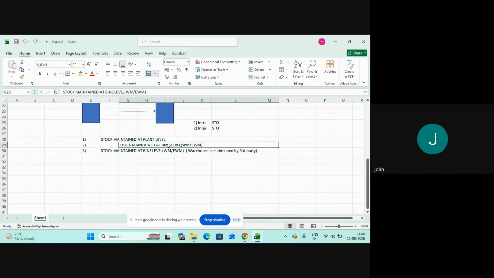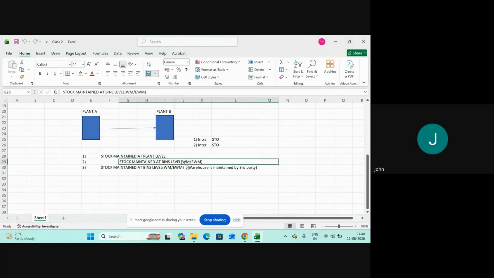And the second thing is, you can deploy your TM solution whenever your stock is maintained at your bins level. The second and third is at bins level. WM means your warehouse management. EWM means extended warehouse management. These two warehouse solutions are purely for whenever we are maintaining the stock at bins level. So we can deploy TM solution. And the third one is, of course, the second one, whenever the warehouse belongs to, at that point also we can deploy TM solution.